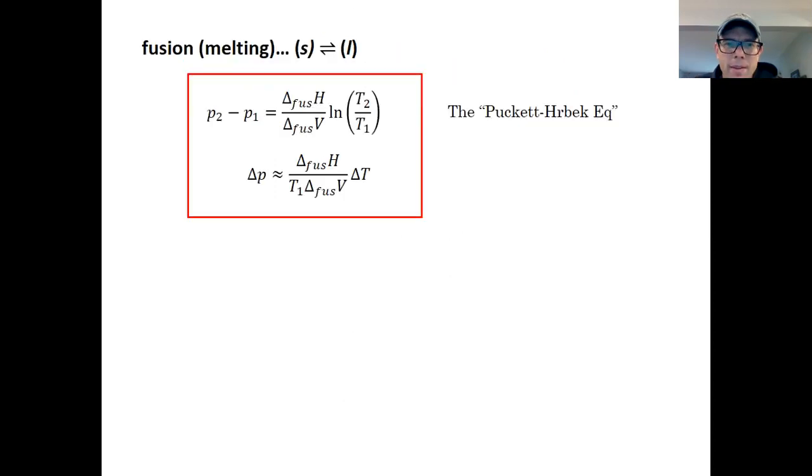All right. You can go through a similar set of analysis for other types of transitions. Here's what it looks like for fusion. Fusion is the thermodynamic term for melting, a solid to liquid transition. I'm not going to go through the derivation. You can do it if you're bored. It's not so bad. The formal expression looks like this.